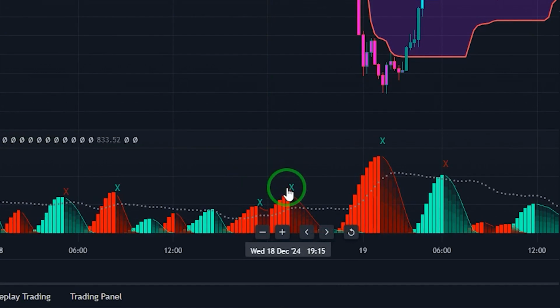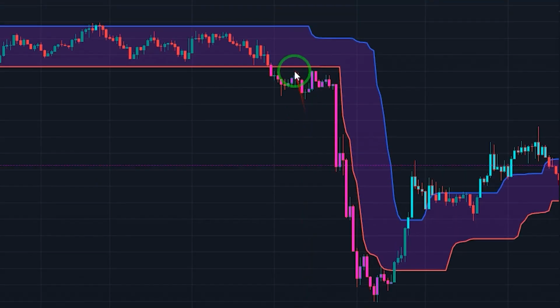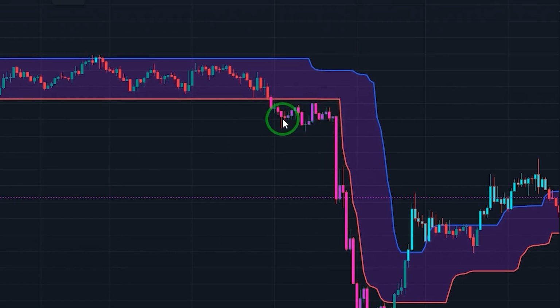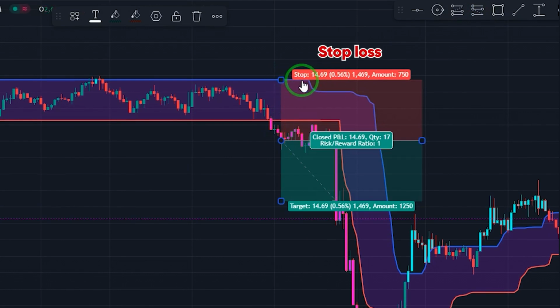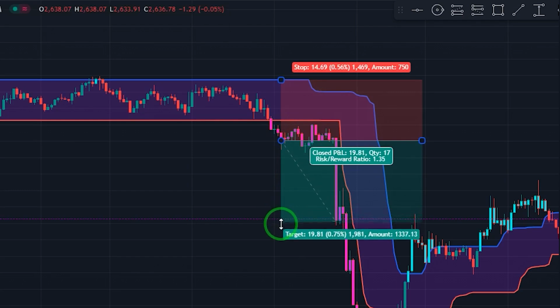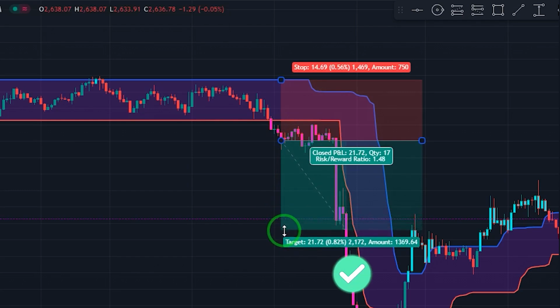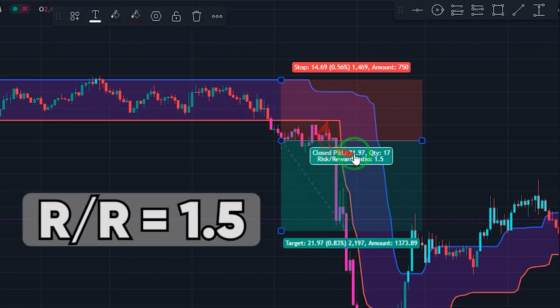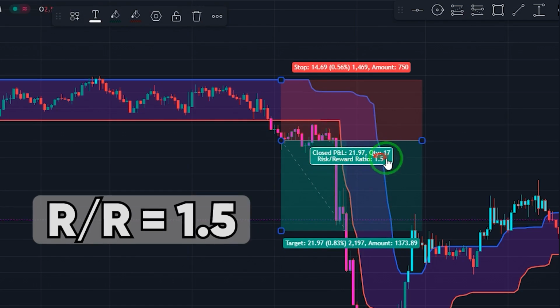Seller setup. When you see a red bar staying above the dots on the Momentum Bias Index oscillator, it's a sell signal. To confirm, check that the closing price of the signal candle is below the lower HLOT line. Place your stop loss at the upper HLOT line and set your target 1.5 times your stop loss, or the risk to reward ratio must be 1 to 1.5.